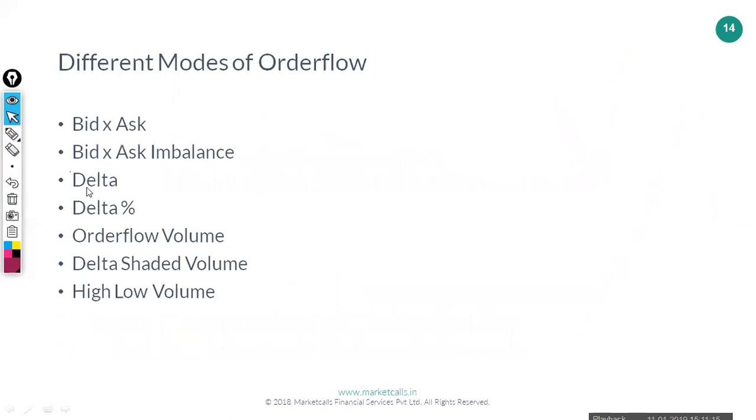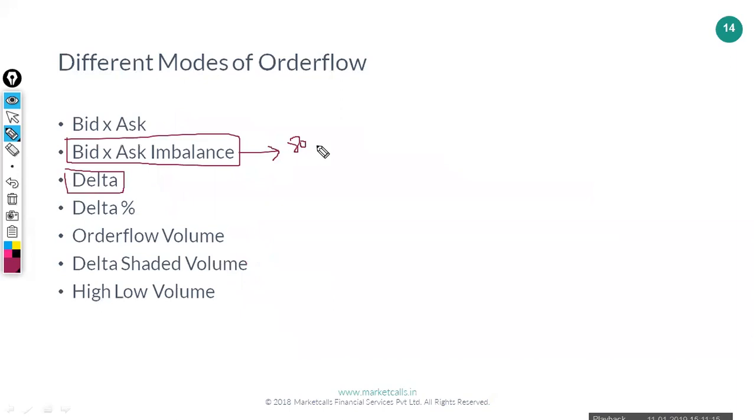So there are multiple modes of order flow here. One is bid and ask. We already talked about bid and ask imbalance. The other modes are delta percentage, order flow volume, delta shaded volume, high low volume. These are different studies, but I prefer using bid and ask imbalance, and I use delta not every time. Most of the time, around 80% of the time, I use bid and ask imbalance.